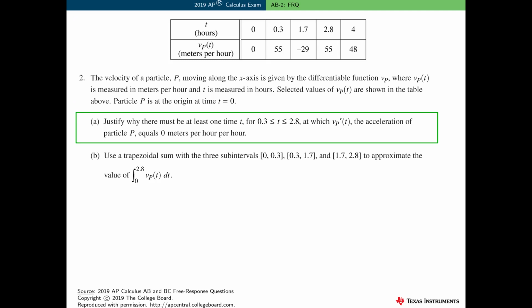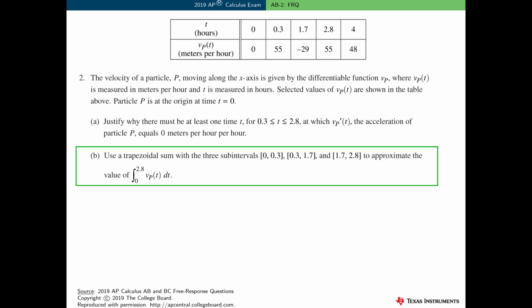In Part A, we need to justify why there must be at least one time t for t between 0.3 and 2.8, at which the acceleration of particle p is 0. In Part B, we are asked to use a trapezoidal sum to approximate the value of the definite integral from 0 to 2.8 of v sub p of t.